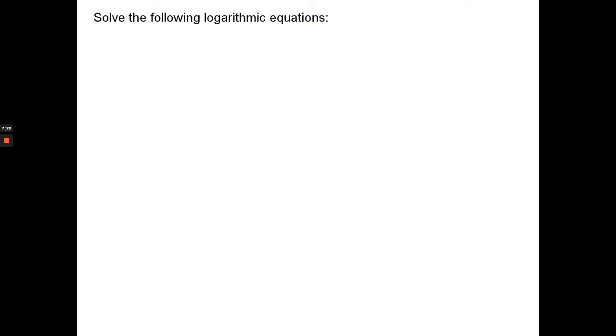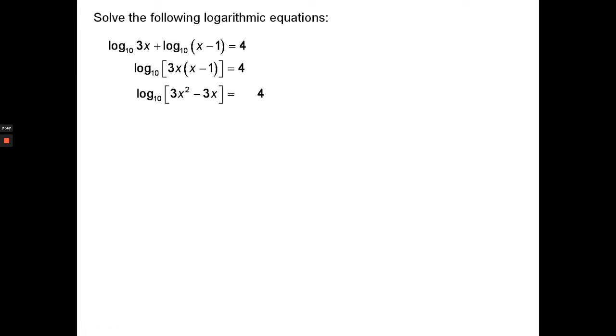Okay, another example. Log base 10 of 3x plus log base 10 of x minus 1 equals 4. We have to get the logarithm into a single logarithm. We cannot exponentiate when we have multiple logarithms on the same side. So I used our product rule that says when we have addition, we can turn it into multiplication inside of a single logarithm. And now we can exponentiate. We're going to exponentiate with base 10. So we get 3x squared minus 3x equals 10 to the 4th.